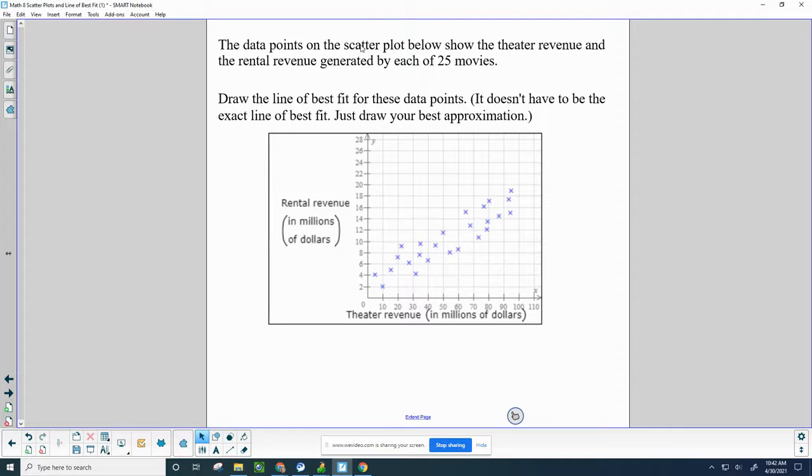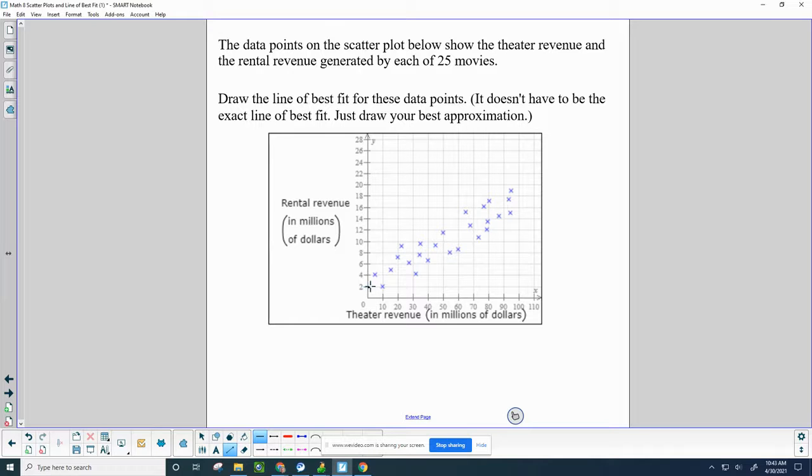The data points on the scatter plot below show the theater revenue and the rental revenue generated by 25 movies. Okay, that's a little more different. So it's important to understand the data. The data actually represents how much a particular movie made in the theater and also how much it made by people renting it. So that's a little bit different than the spin I was going on.